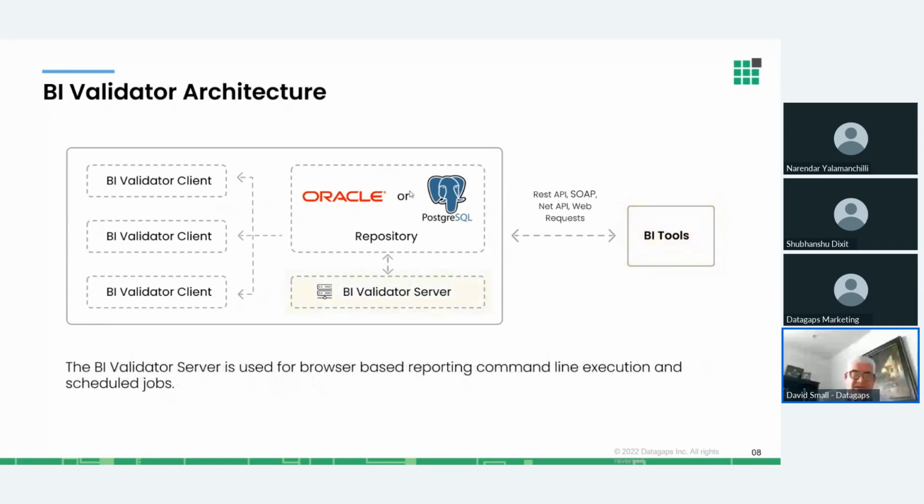And then finally, we have BI Validator Server. The purpose of the BI Validator Server, it's an optional component, but it gives you the ability to hand somebody a URL and so they can do browser-based reporting against the results of the test plans. You can also invoke test plans through the command line execution. So you can invoke test plans from outside of BI Validator in some of the tools that you're accustomed to use in your DevOps environment. And then also we provide a scheduler as part of this BI Validator Server. So you can schedule your test cases to run on a regular basis.